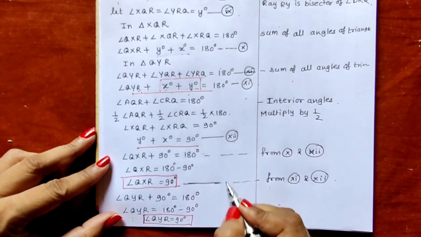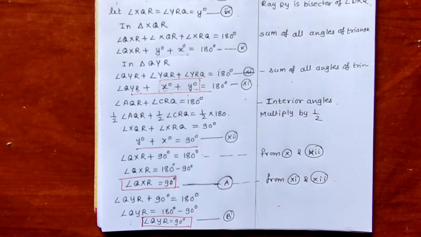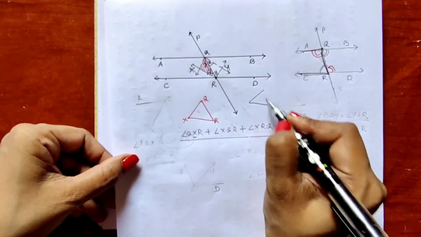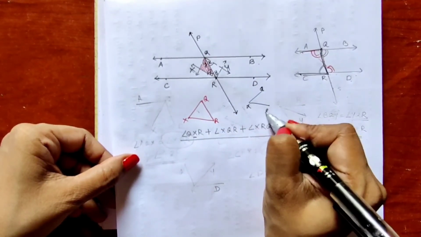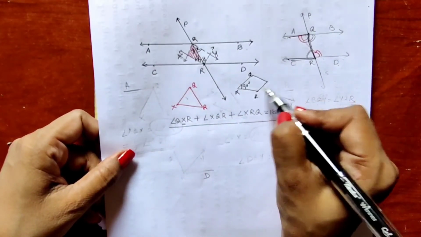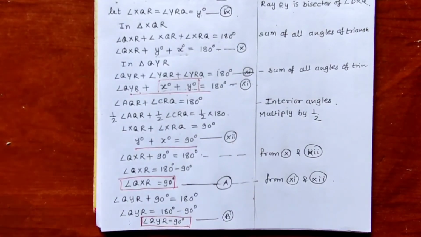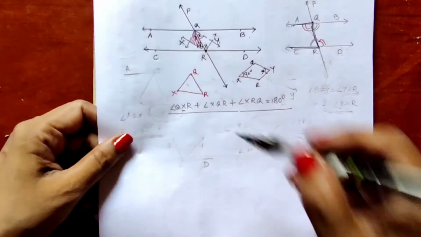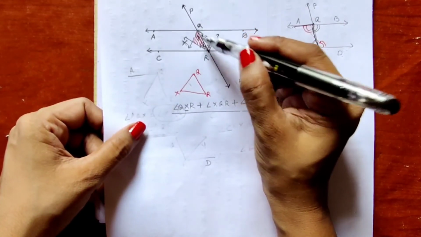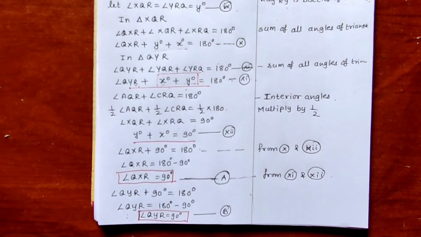So this is our A, this is our B. We have got these two angles: angle QXR, which is 90 degree, and here we have got QYR also 90 degree. That means two opposite angles we have got 90 degree. Now we have to get these two opposite angles Q and R also 90 degree. If both these angles are 90 degree, then this quadrilateral will become a rectangle. So let us solve after this.